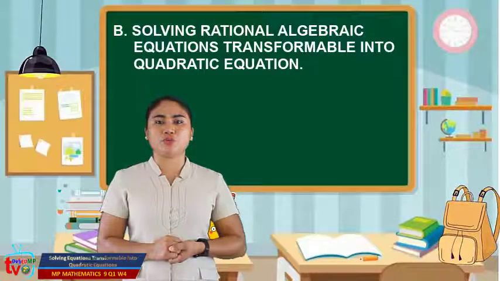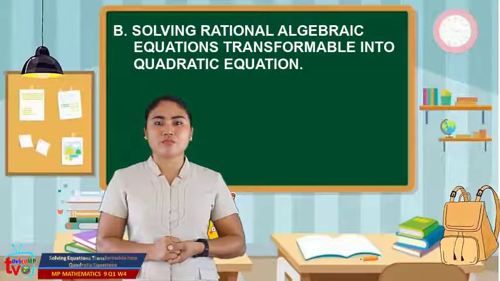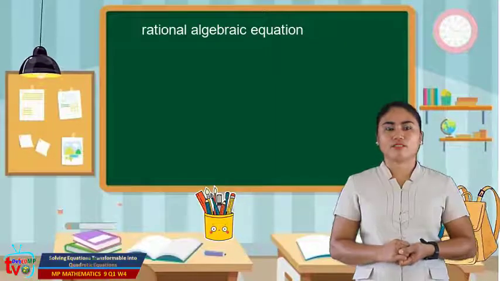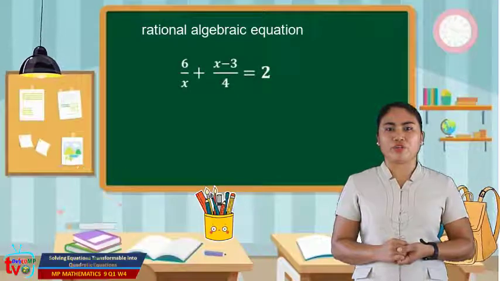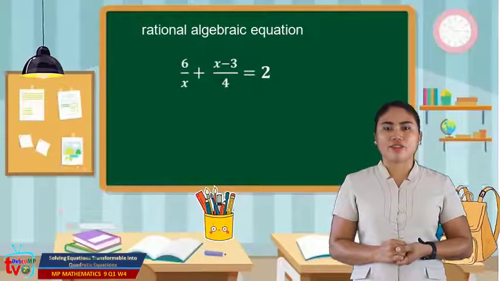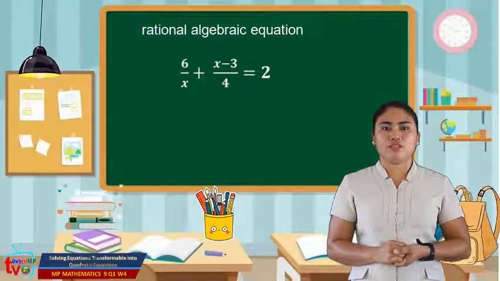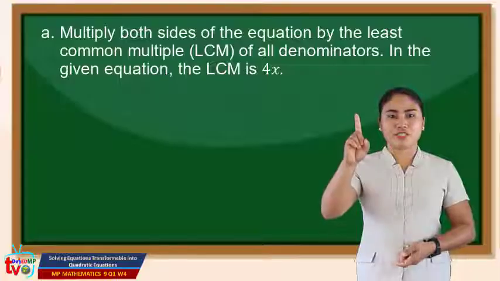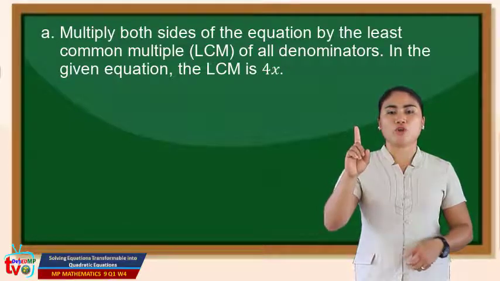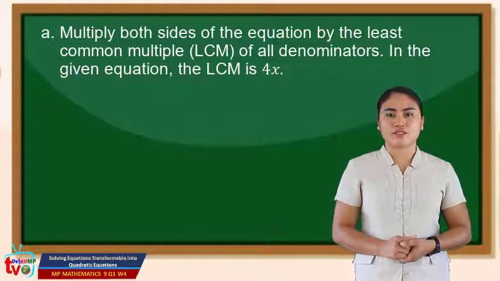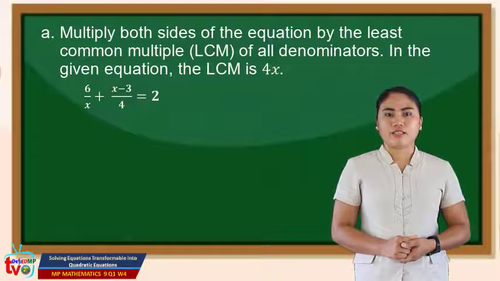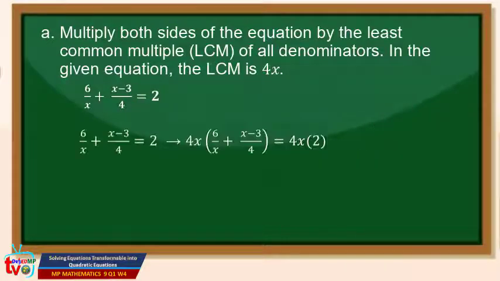Second example will show you how to solve rational algebraic equations transformable into quadratic equations. Solve the rational algebraic equation 6 over x plus (x minus 3) over 4 equals 2. The following procedures can be followed. First, multiply both sides of the equation by the least common multiple or LCM of all denominators. In the given equation, the LCM is 4x. So 4x times (6 over x plus (x minus 3) over 4) equals 4x times 2, and the result is 24 plus x squared minus 3x equals 8x.